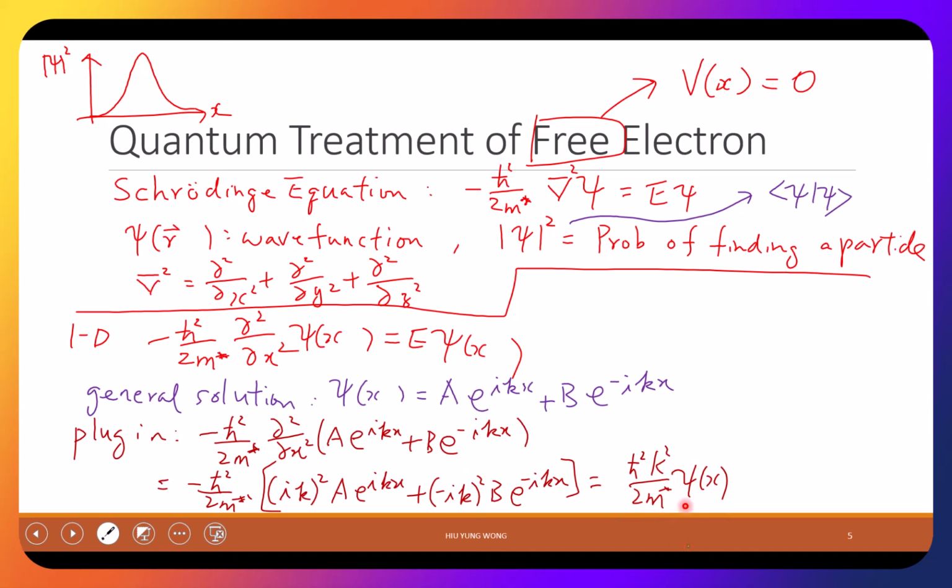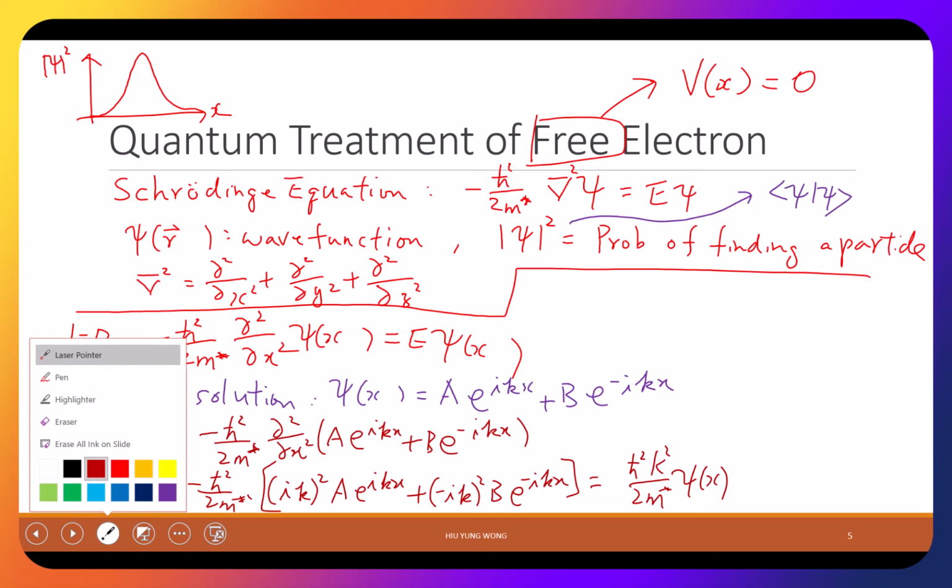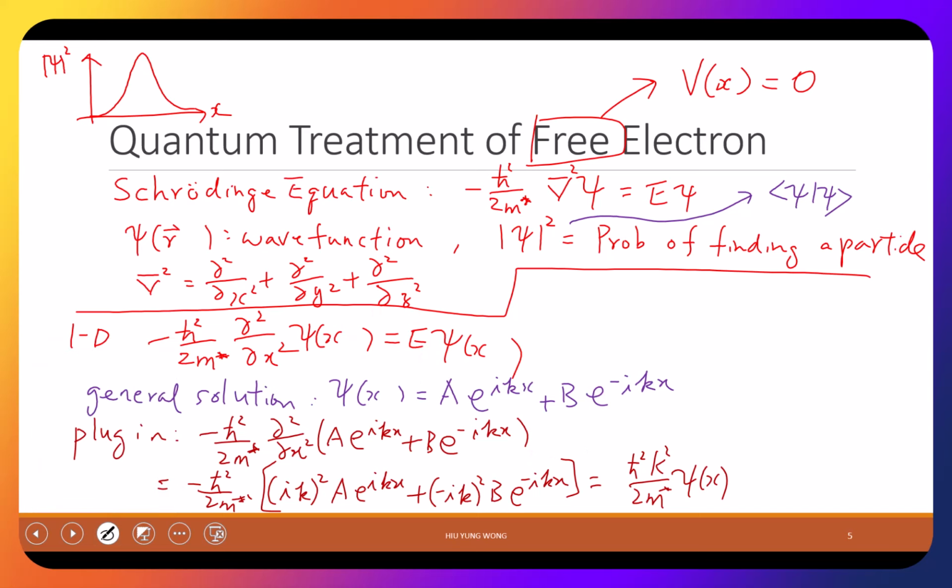Is this okay? The left-hand side, I just plug in. Then how can I make this satisfy the equation? Then you just require E equals ħ squared k squared divided by 2m star. If your energy equals ħ squared k squared divided by 2m star, then you satisfy this equation.